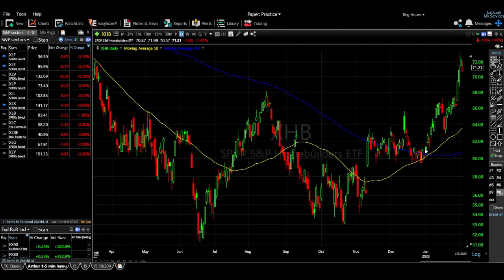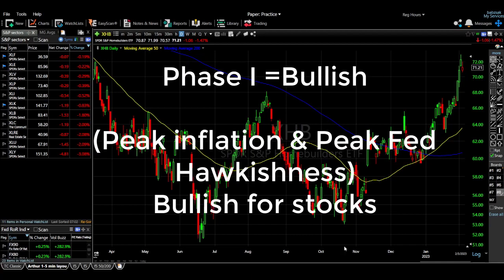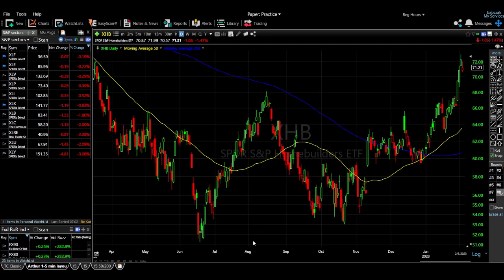But the Fed is concerned primarily about wage inflation. So phase one is the market senses the pivot, senses peak inflation, and senses peak Fed hawkishness and rallies on that. I've gone back to like 1915 on the Dow and looked at bear markets and counter trend rallies.